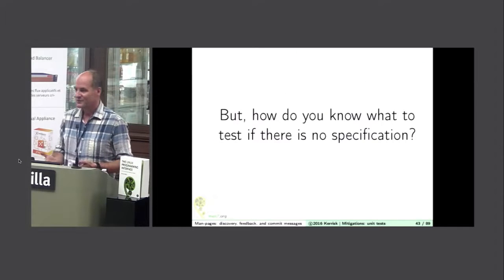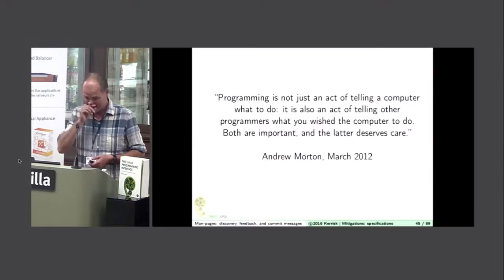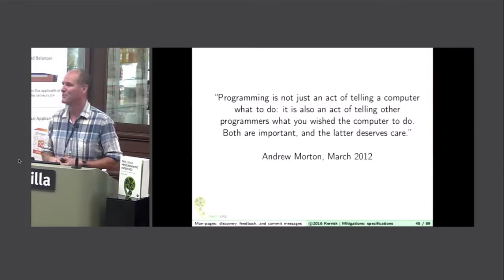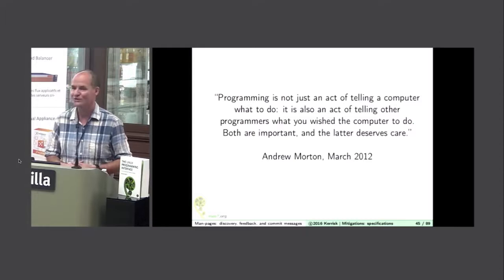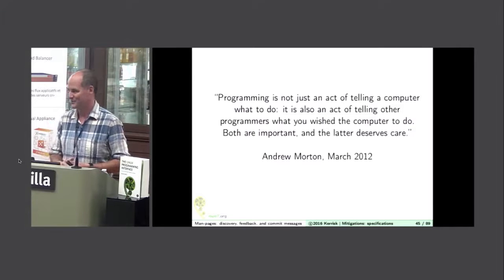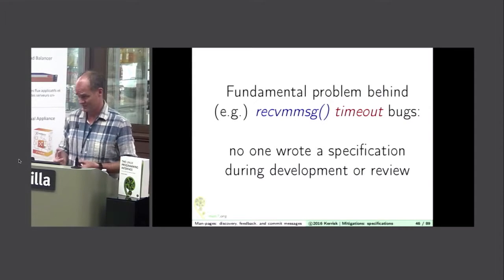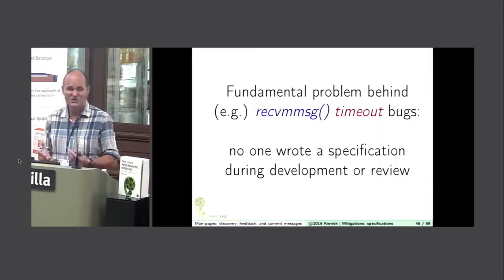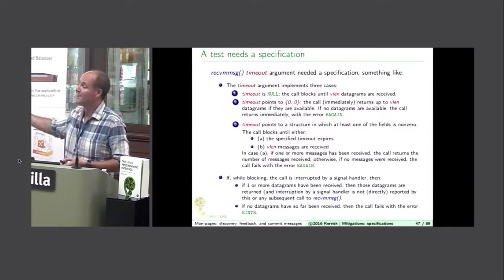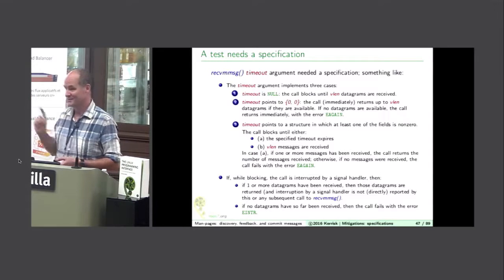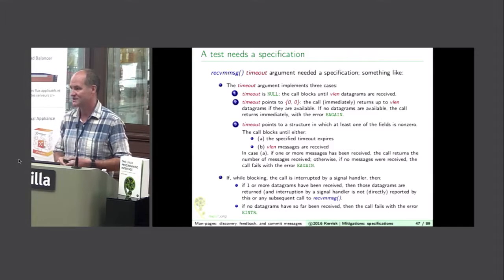Of course, if you want to test, you need a specification. I've always found Andrew really quotable on many things, and this is one of my favorite Andrew quotes: Programming is not just about telling the computer what to do, but about telling other people what you expect the computer to do. So when it comes to that recvmmsg timeout bug, the problem there is no one wrote a specification. What I mean by this is, there needed to be some sort of specification about this. I don't care about these details. This is my fantasy of what someone wanted when they suggested we wanted a timeout. No one wrote this sort of specification at the time.